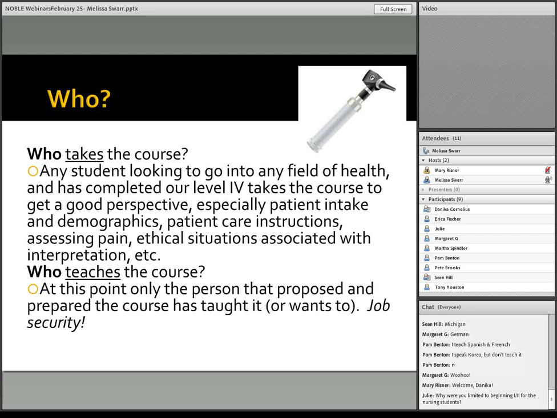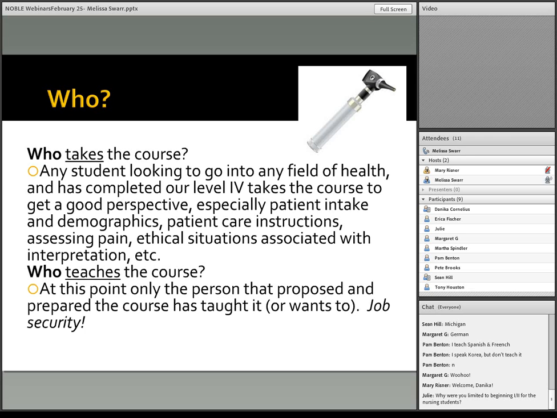So in the high school classroom, those that register for the course would have completed up through level 4, and then they are going into a field of health, or perhaps they're even minoring in Spanish and they love Spanish and want more Spanish, or they love German and they want more German, or they plan to minor in something that's going to get them exposure to that other culture. And so that's who takes the course in high school.